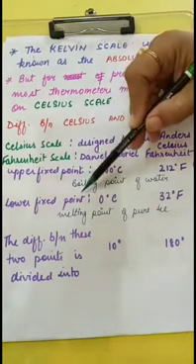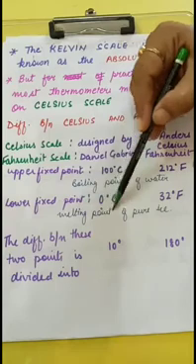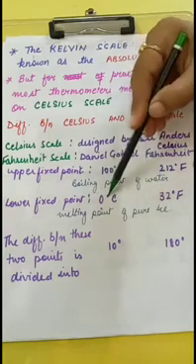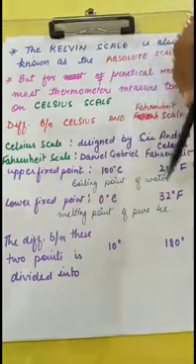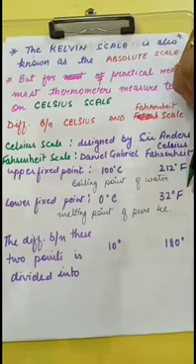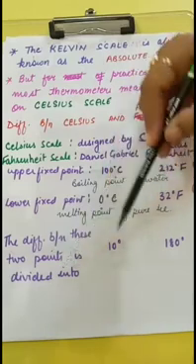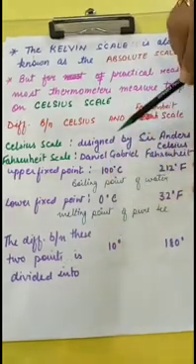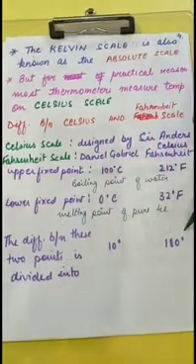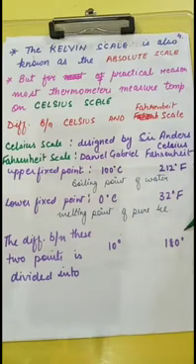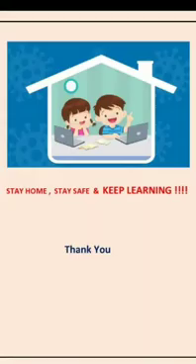The lower fixed point is taken as the melting point of pure ice, which is 0 degrees in the case of Celsius and 32 degrees in the case of Fahrenheit. The difference between these two points is divided into 100 degrees in the case of the Celsius scale and 180 degrees in the case of the Fahrenheit scale. That's all for today.